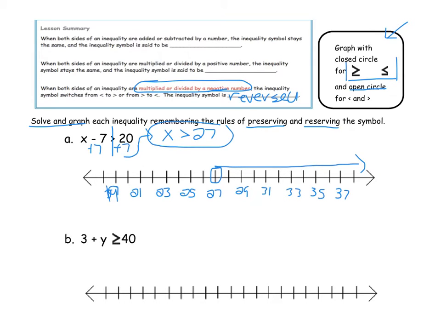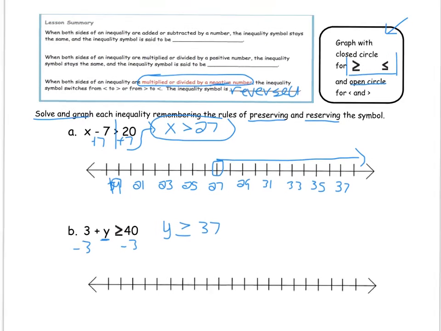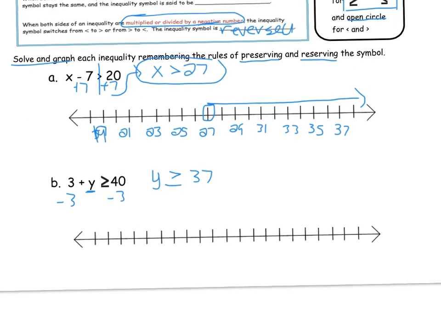All right, let's try the next one. Here's my variable. Something is added to it, so I'm going to subtract. So now I'm saying y is greater than or equal to 37. That means it could be 37 and anything greater than 37. So let me move this up quickly so we have more room.